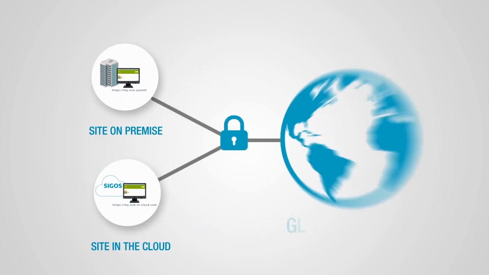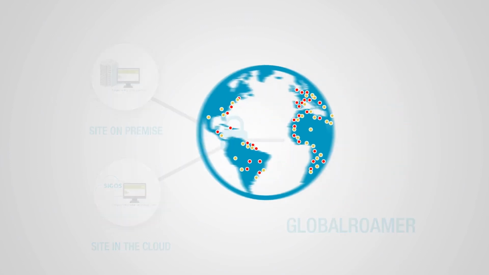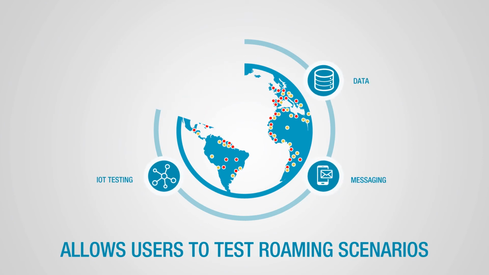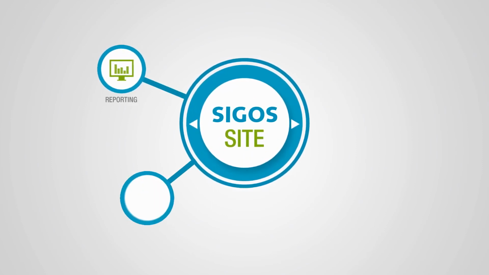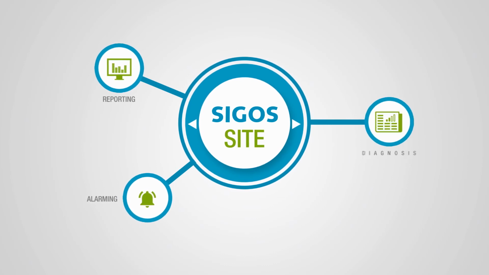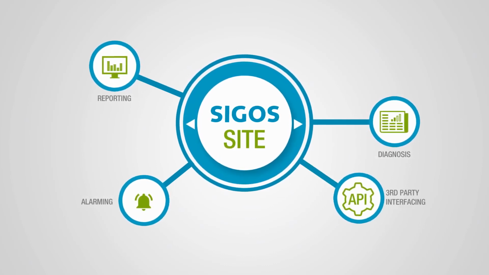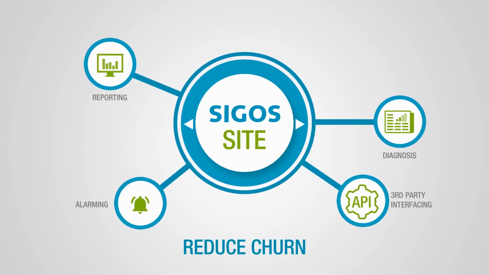Optional access to the Global Roamer, the world's largest platform for roaming quality testing, allows users to also test roaming scenarios for voice, data, messaging, and IoT. SITE offers precise and user-friendly reporting, powerful alarming, diagnostics and troubleshooting tools, and the ability to integrate with third-party tools. SITE helps boost customer satisfaction and reduce churn.